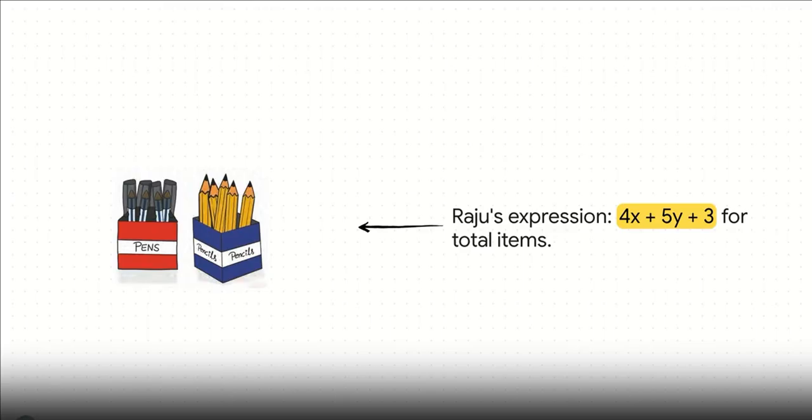It's like a giant puzzle, but we have all the pieces. Here, x and y are our variables. They stand in for the unknown quantities of boxes. The numbers 4 and 5, those are the coefficients. They're telling us exactly how many items are packed in each box. And that number 3 hanging out at the end, that's our constant. It never changes no matter how many boxes Raju decides to buy.